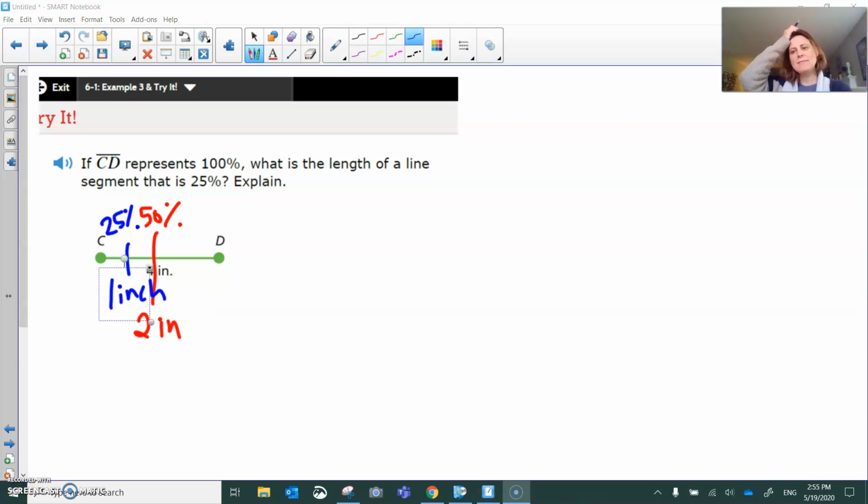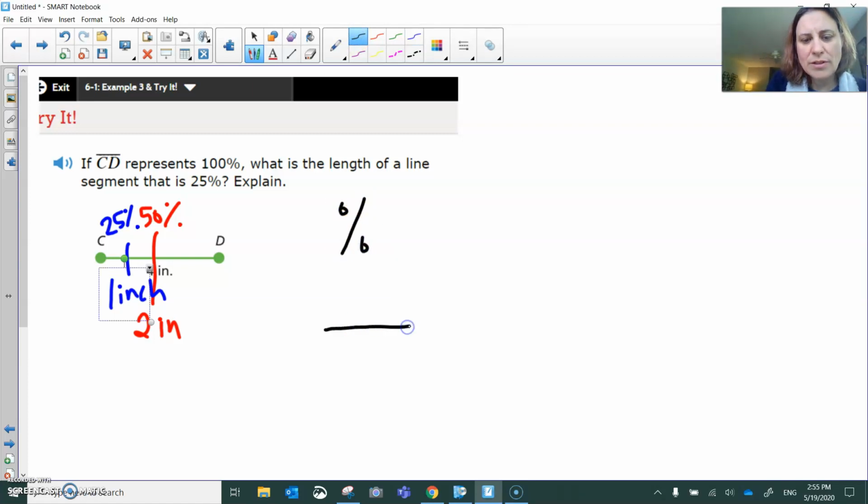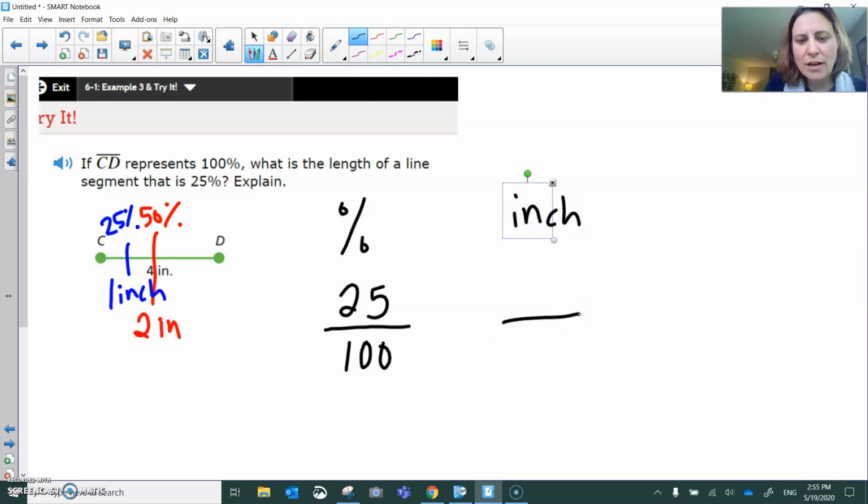If you wanted to set something like this up as a ratio, we could make 2 different fractions. We could make a fraction that is all about percent. So 100% is our whole, and the part we're looking for is 25%. And another fraction that's all about inches. 100 on the denominator, 100% is 4 inches.